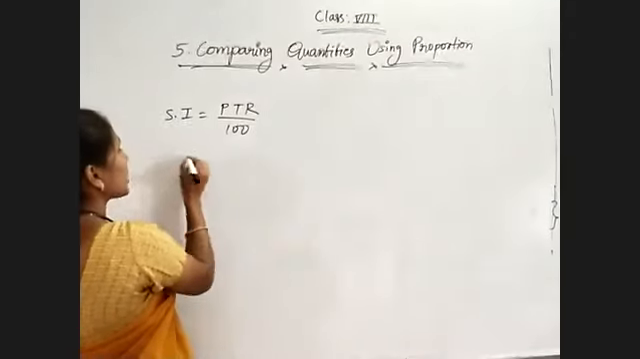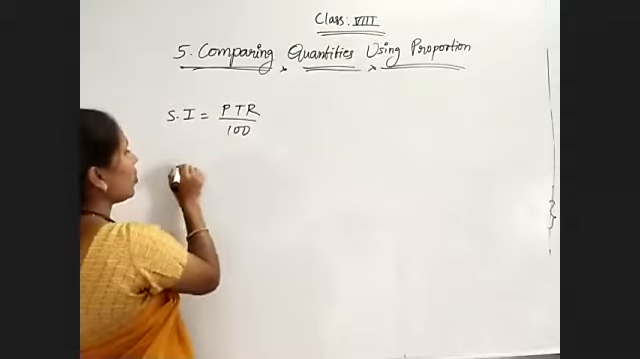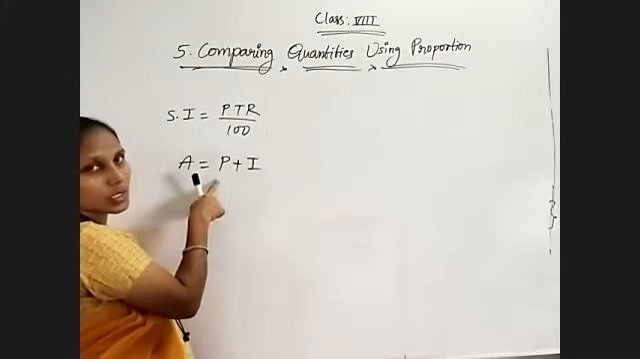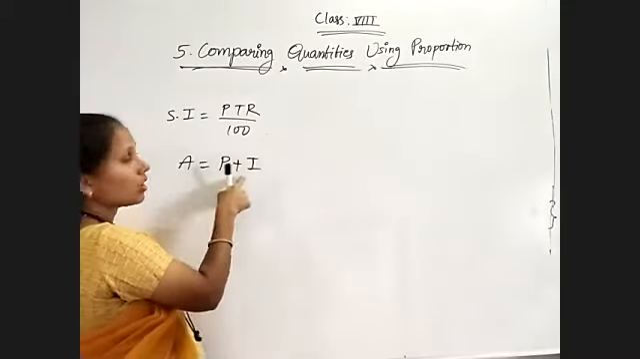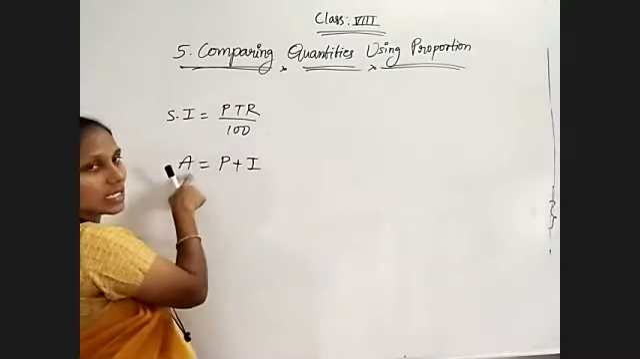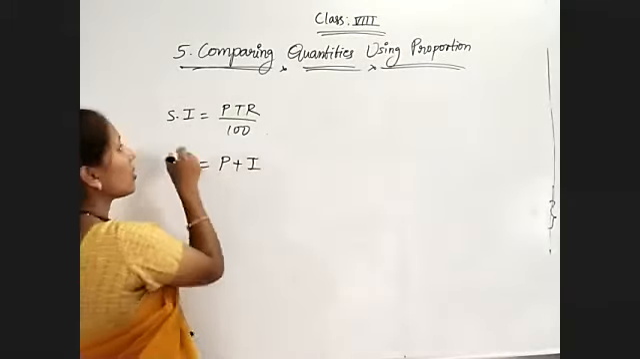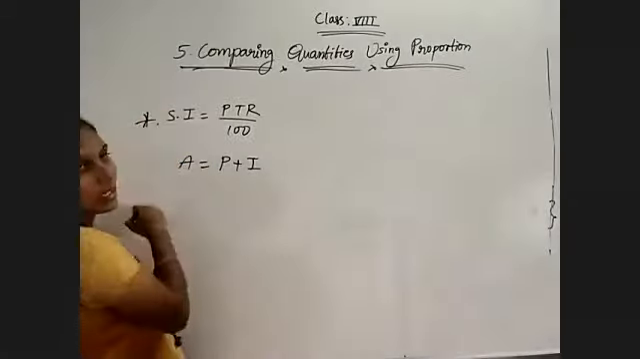Next, amount is given by principal plus interest. From this we can find principal as well as interest. To get principal, amount minus interest, otherwise to get interest, amount minus principal. This is depending on simple interest.